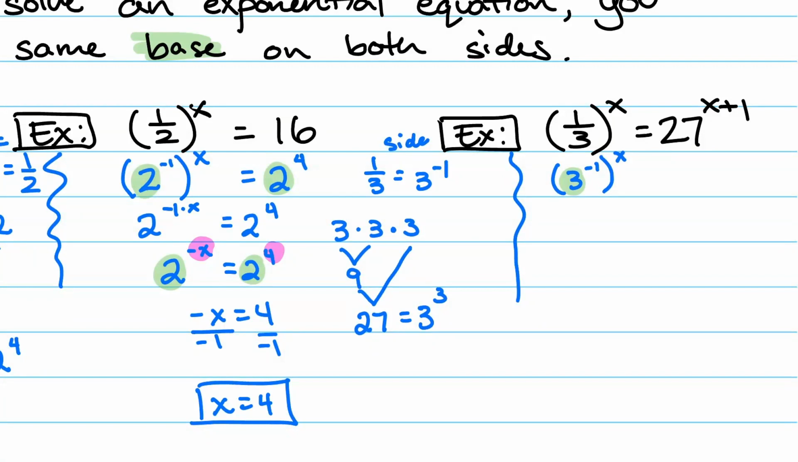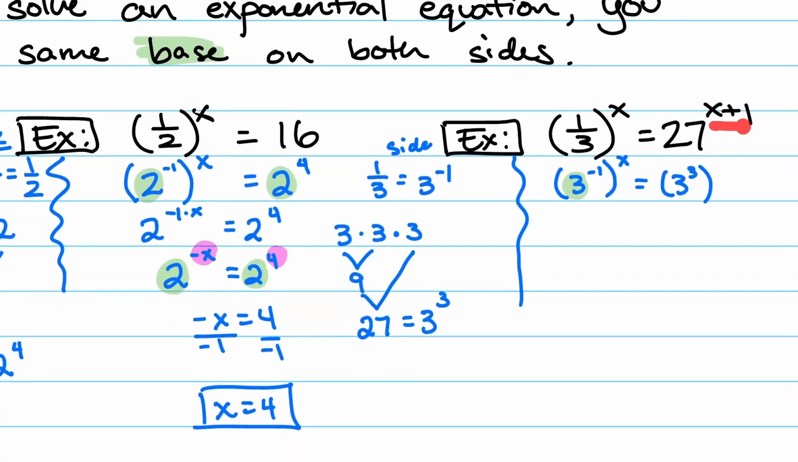That means where I see that 27, which I see right here, I'm going to replace it with 3 to the third power. Let me do that right now. 27 is the exact same thing as 3 to the third power. And I also want you to notice that I still have this x plus 1 left over. So I'm going to put the x plus 1 right here.